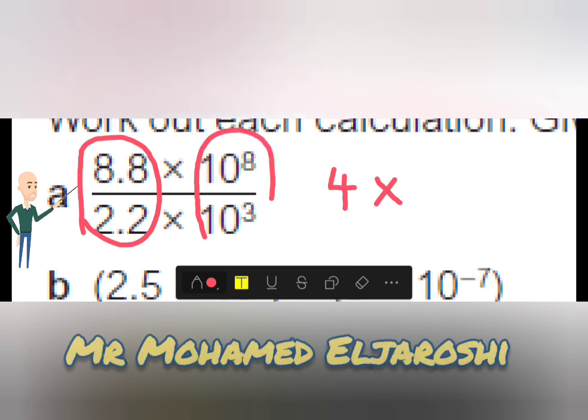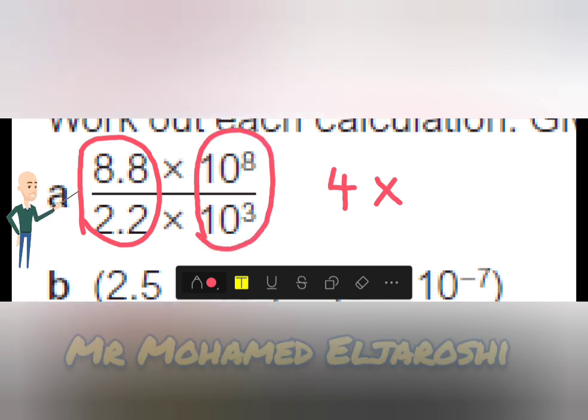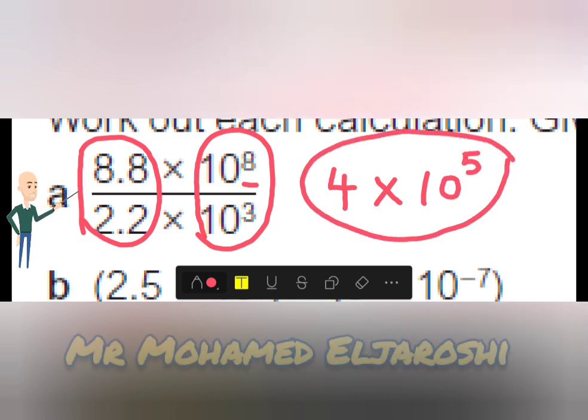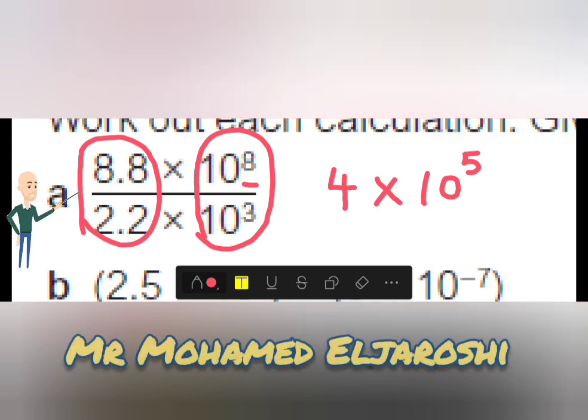And then I'm going to divide these. And when you divide the same base numbers with powers, you're going to subtract the powers. Very good. So 8 minus 3 equals 5. So it's going to be 10 power of 5. And when I look at the answer, is it in standard form? Very good. It is in standard form. Now I completed this calculation.